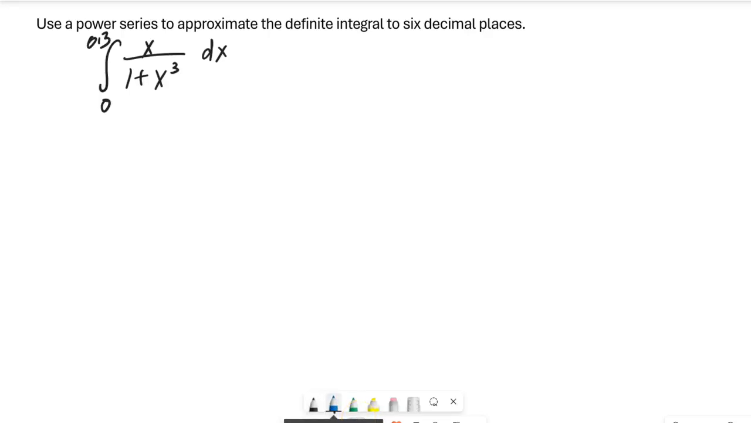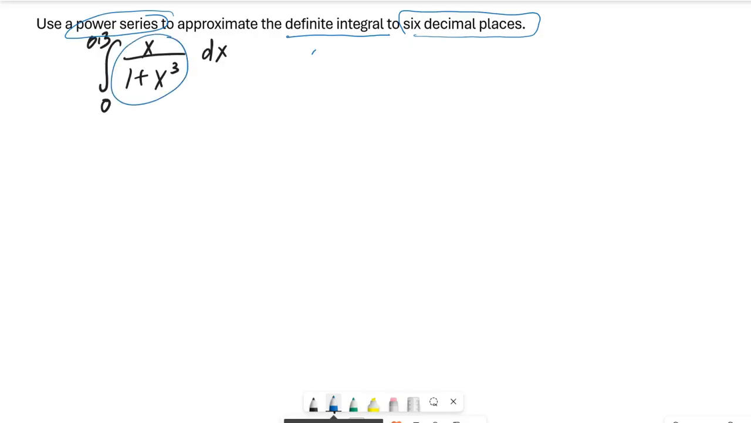Hello, this is a question. It says use power series to approximate the definite integral to 6 decimal places. Now pay attention, they are not asking you to find the integral, so you are not really using integration techniques directly, you are using power series.